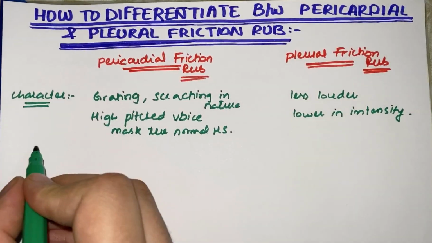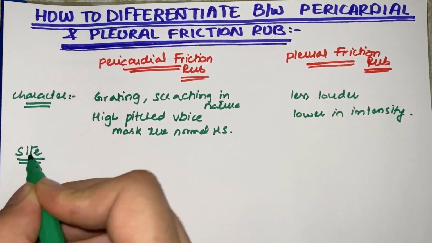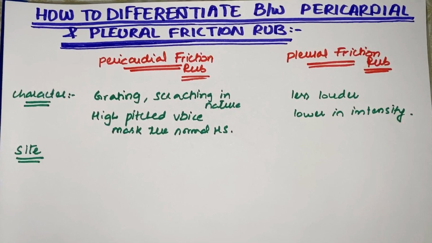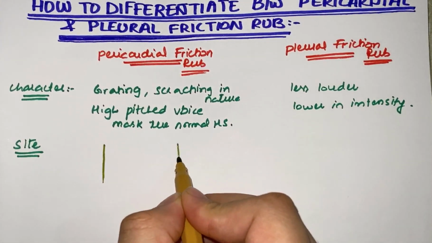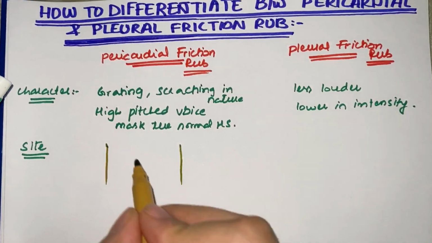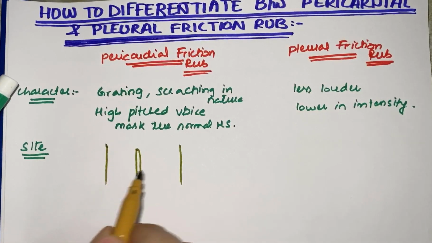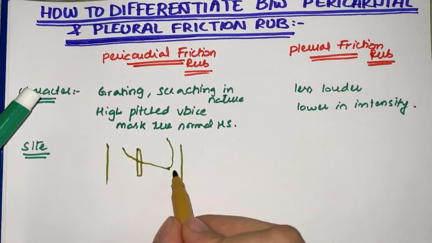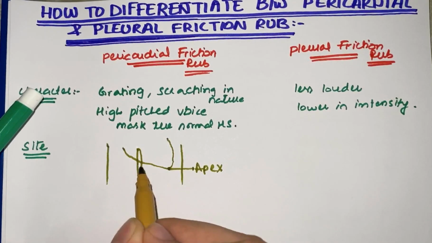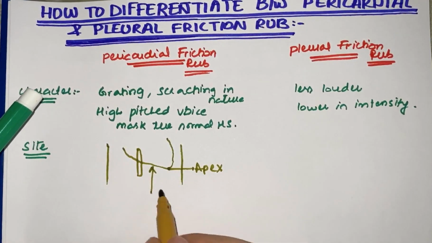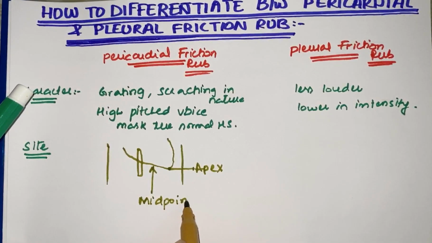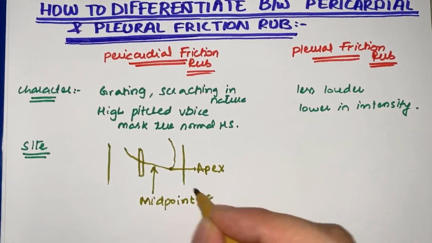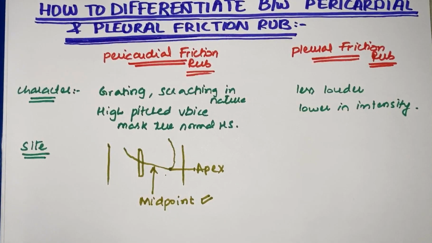Second important point, the site where it is best heard. For remembering the pericardial friction rub's site, imagine this is the patient, and this is the sternum of the patient, and this is the heart. This is the apex of the heart and this is the sternum. The pericardial friction rub is best heard at the midpoint between the apex and the sternum.